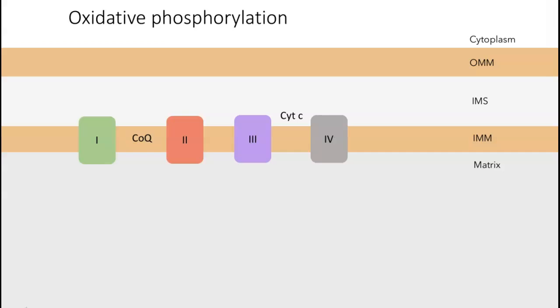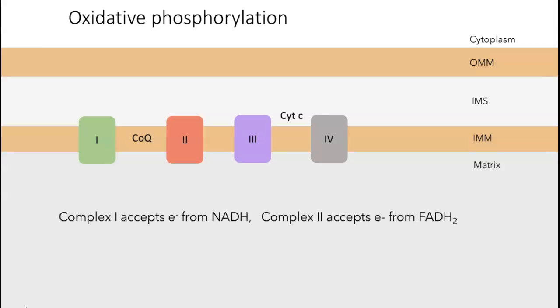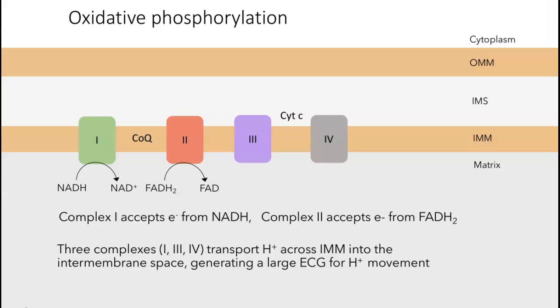Two of the complexes can accept electrons. Complex 1 accepts electrons from NADH. Complex 2 accepts electrons from FADH2. So we've got NADH going into complex 1, FADH2 into complex 2. Three of the complexes, 1, 3, and 4, transport protons across the inner mitochondrial membrane, and they'll move them from the matrix into the intermembrane space. As they do this, it's going to generate a large electrochemical gradient, so that protons really would like to move from the intermembrane space back into the matrix.